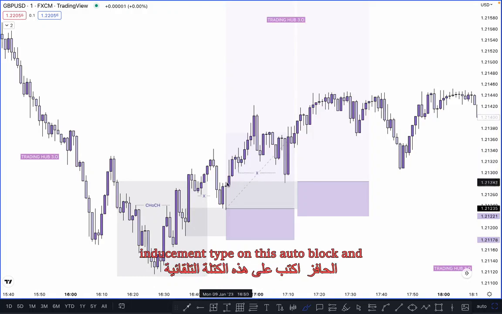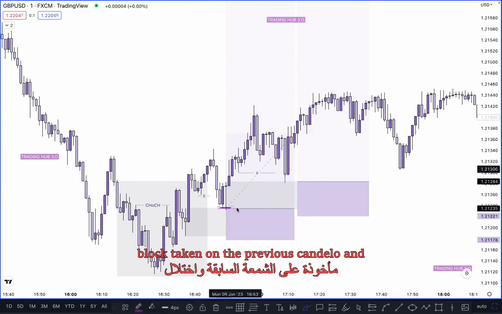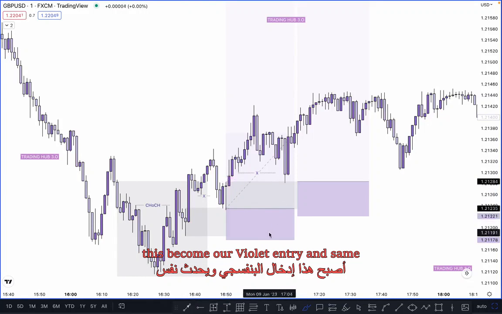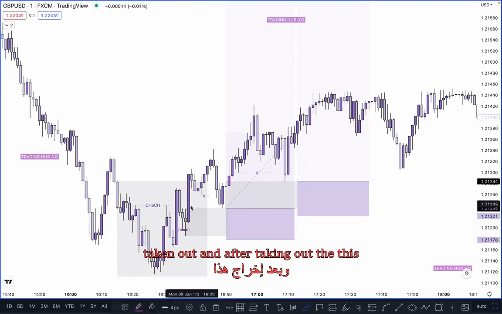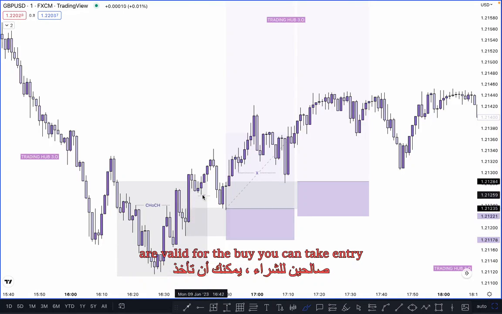After taking out the inducement, tap on this order block, and this one is valid because this order block took out the previous candle low and has a proper imbalance, as we know, right? So this becomes our valid entry, and the same scenario happens here. Previous candle low taken out, and after taking out this low, proper imbalance, so we can definitely buy here. So these two entries are valid for the buy.